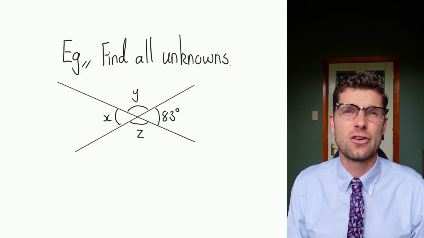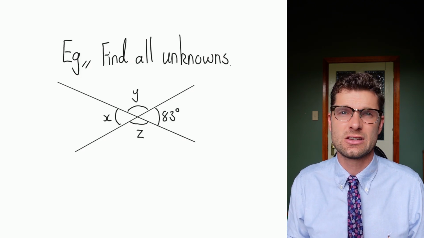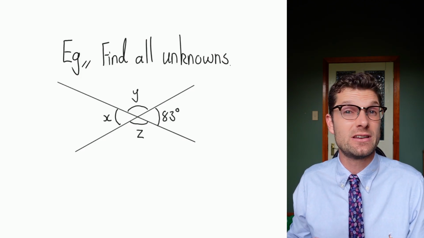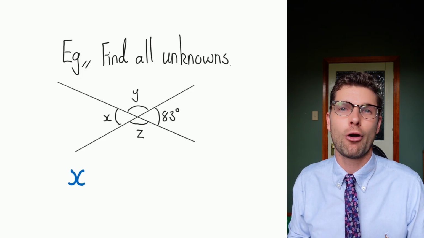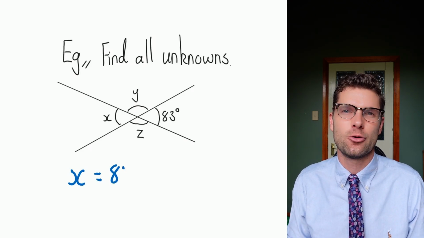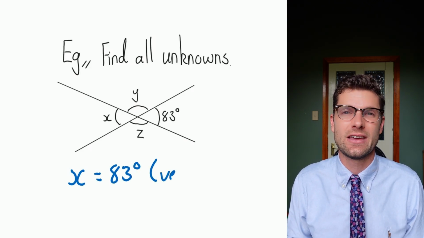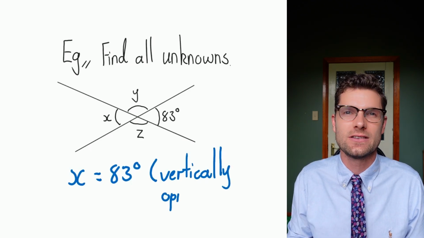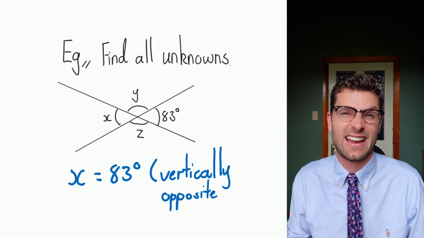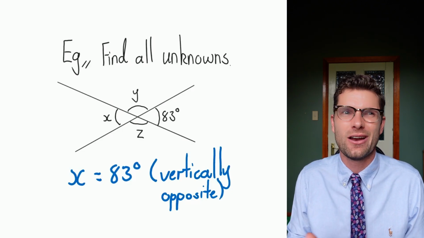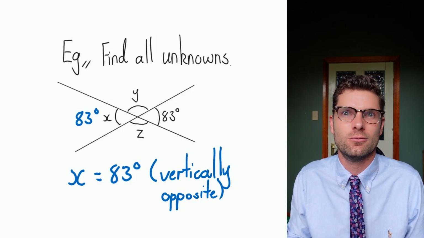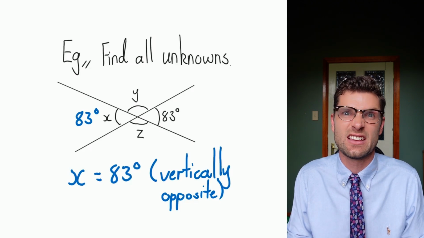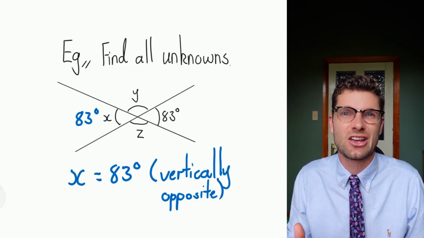So for this, if I asked you to find all the unknowns for this question, instead of doing what we did in the last example, we could just write immediately, oh, x is equal to 83, because these two things are vertically opposite. You do have to tell me why you know they're the same. You have to write vertically opposite. That's the reason for it. But we don't have to actually think about this at all. We just know, hey, these two things are across a point, so they must be the same.